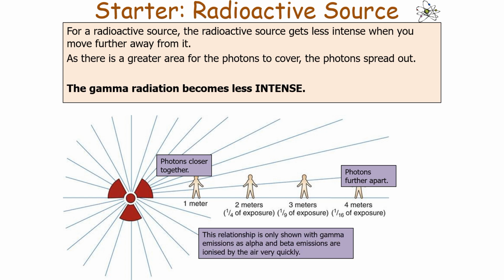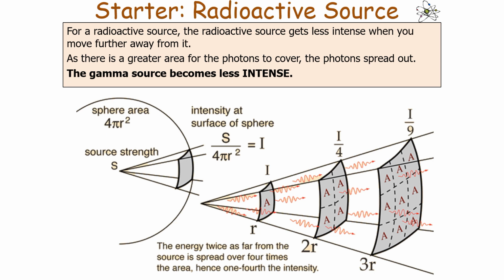This relationship is only shown with gamma emissions because alpha and beta emissions are ionised by the air very quickly and don't travel far enough for this effect to be observed. We can see it in the following image. As you move further and further away from the source, the intensity will decrease because the area in which the photons can travel has gotten much larger.